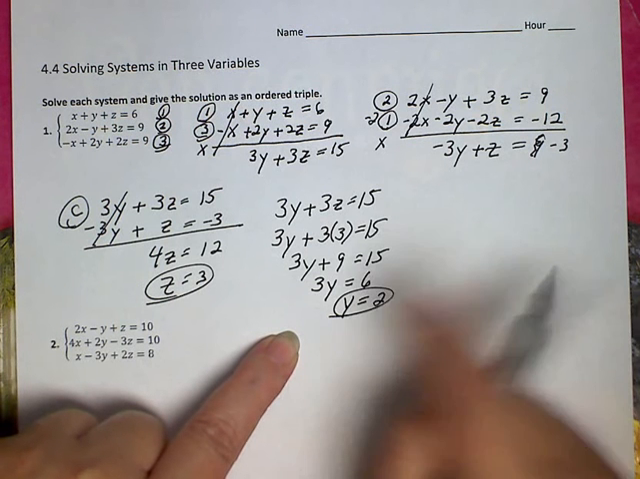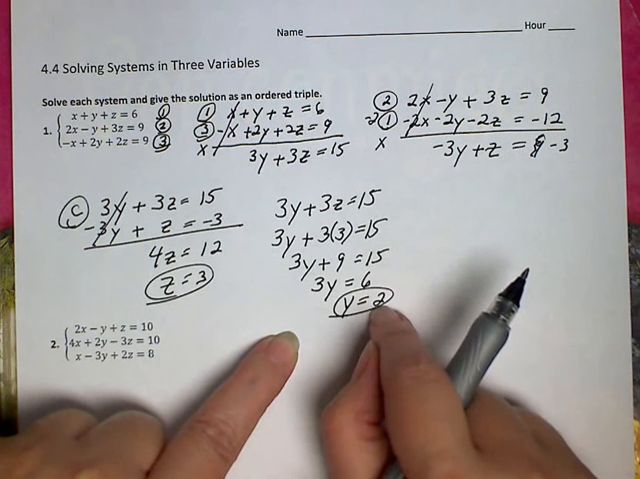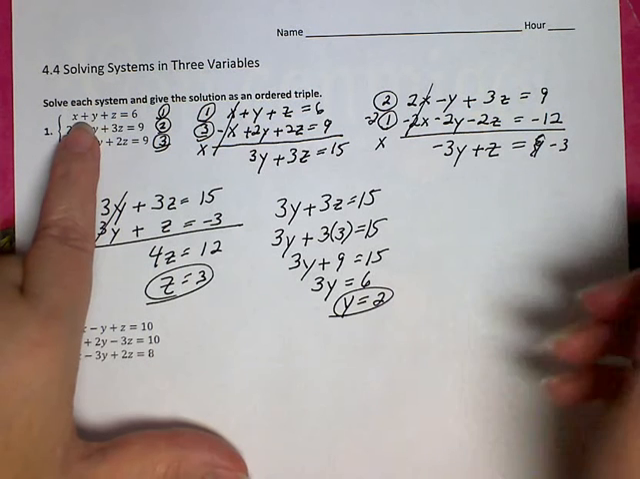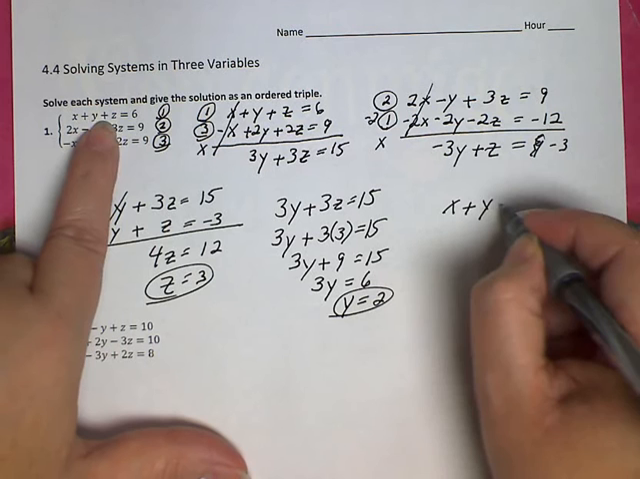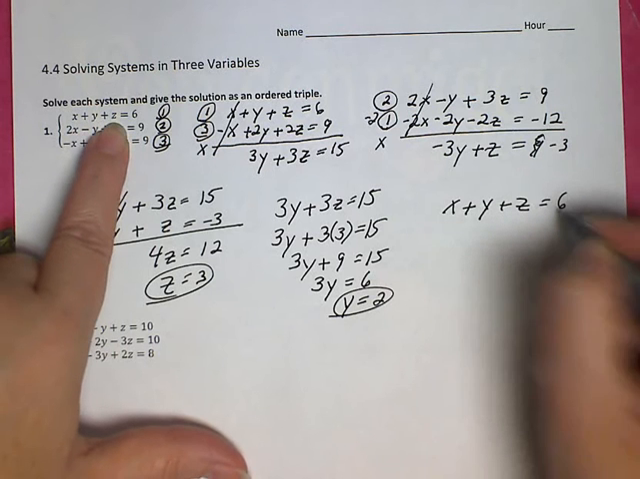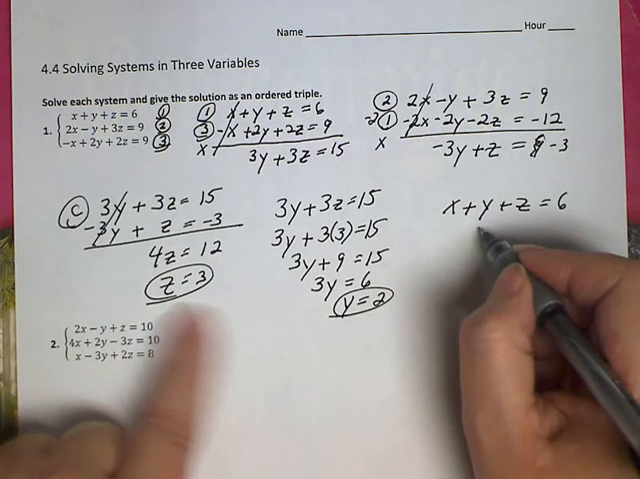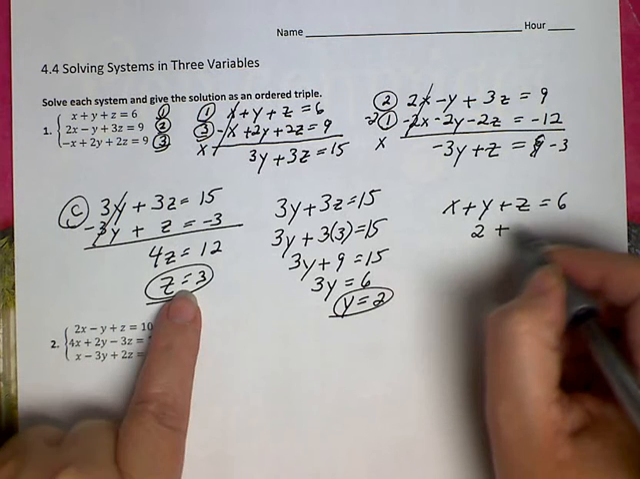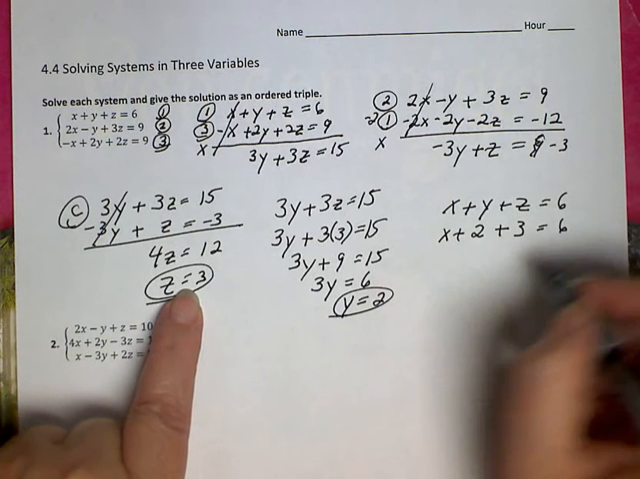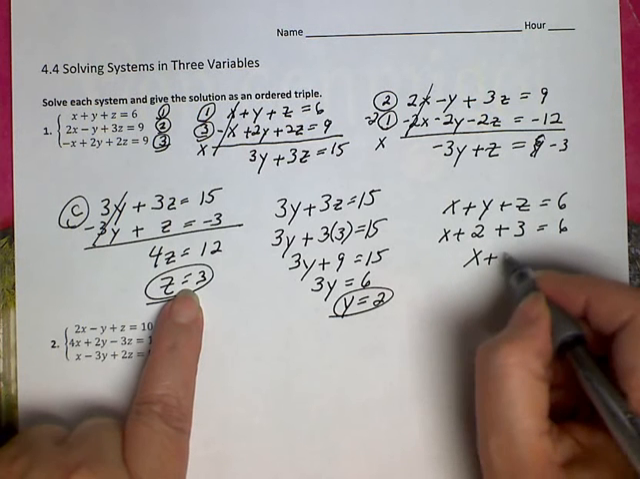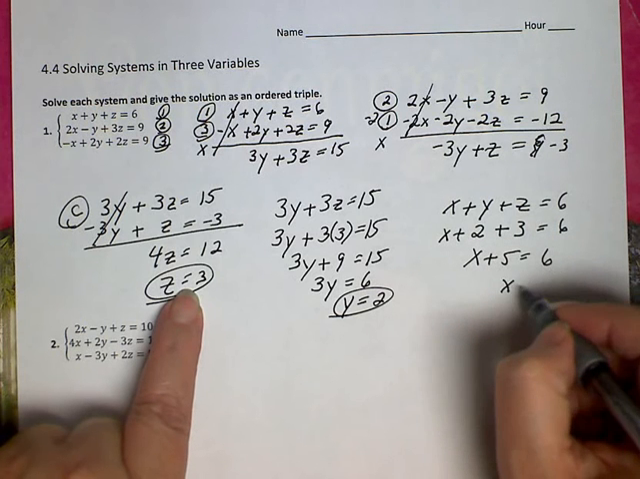So I have y, I have z, I need x. So I have to come back here. So I have x plus y plus z is equal to 6. I don't know what x is. Y is 2 and z is 3. So I have x plus 5 is equal to 6. X is equal to 1.